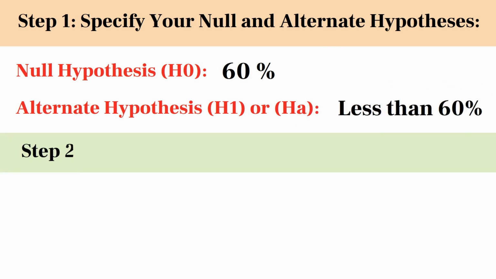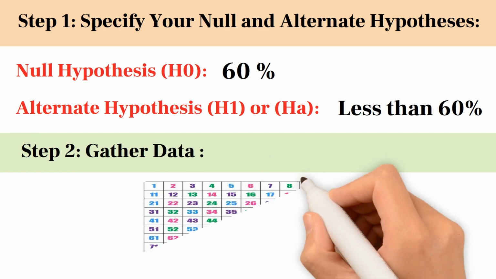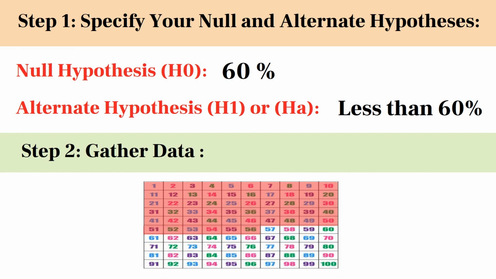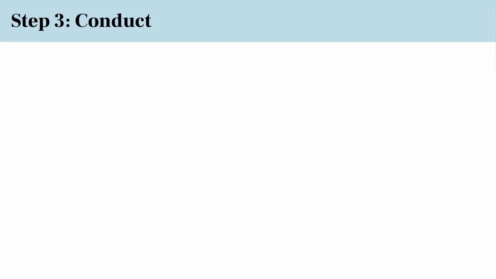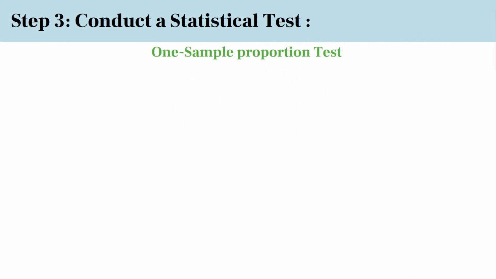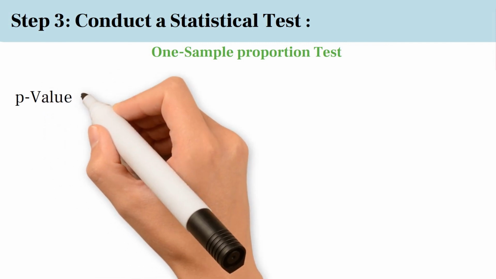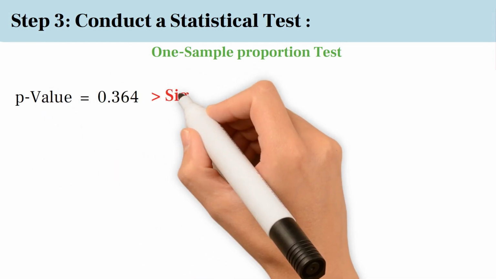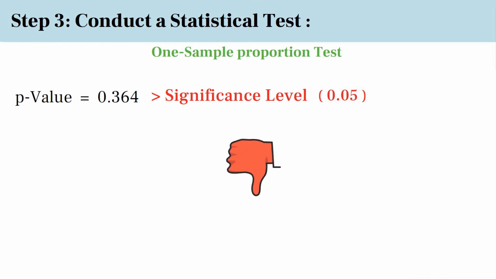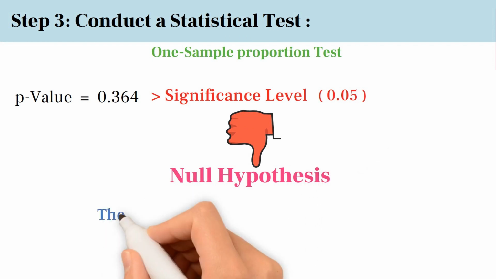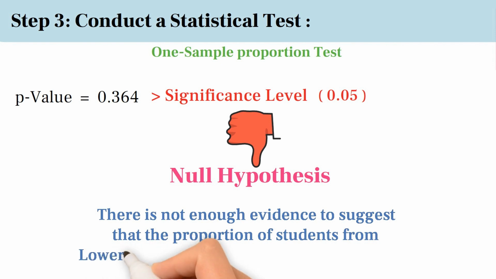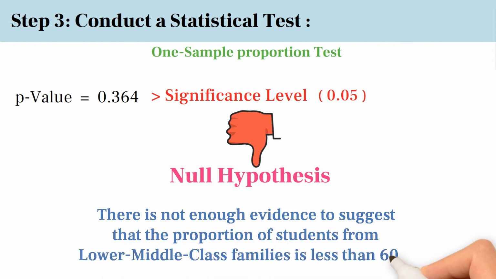Step 2. Gather the data. The teacher surveys 100 students and finds that 56 students come from lower middle class families. Step 3. Conduct a statistical test. The teacher uses a one sample proportion test to determine the p-value. The p-value is 0.364, which is greater than the significance level of 0.05. This means that we fail to reject the null hypothesis, and there is not enough evidence to suggest the proportion of students from lower middle class families is less than 60%.